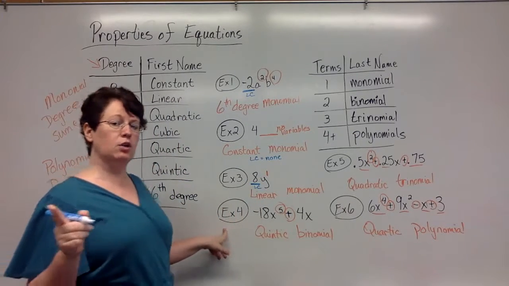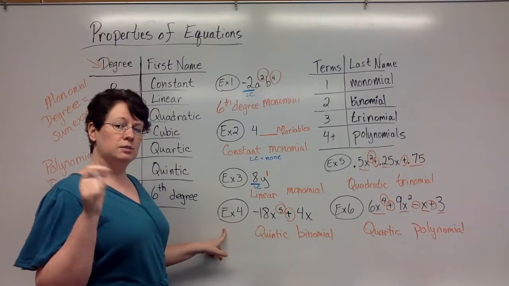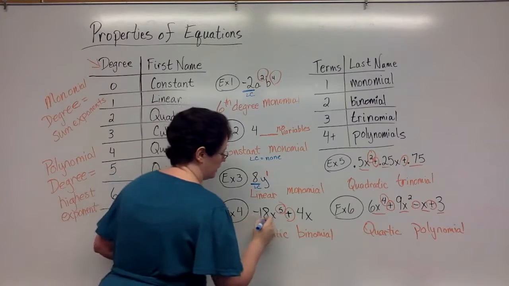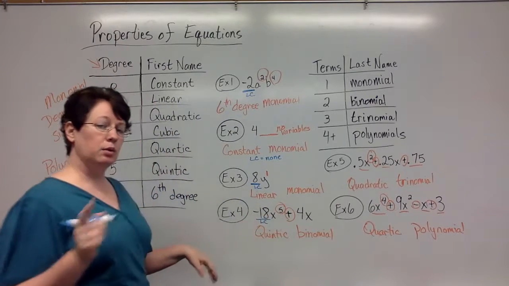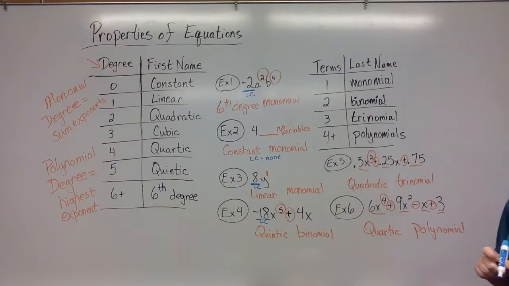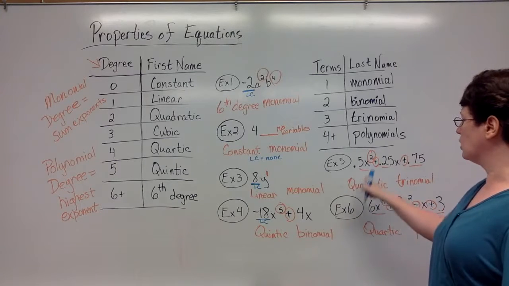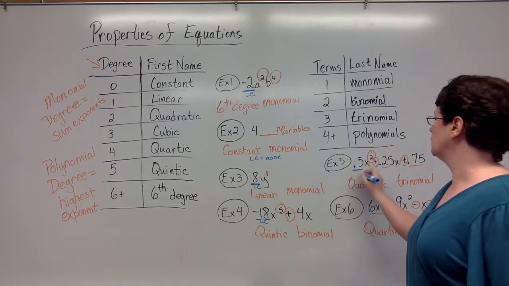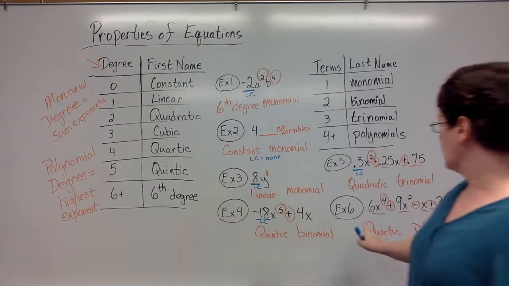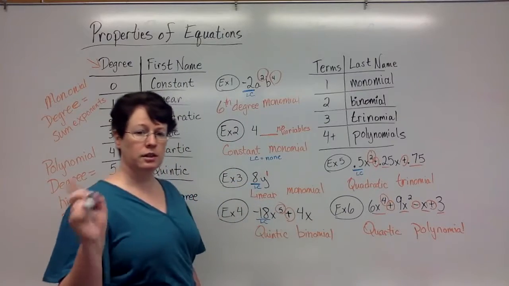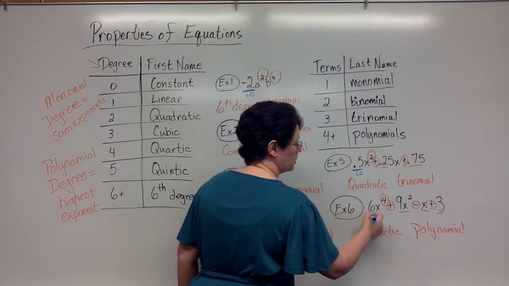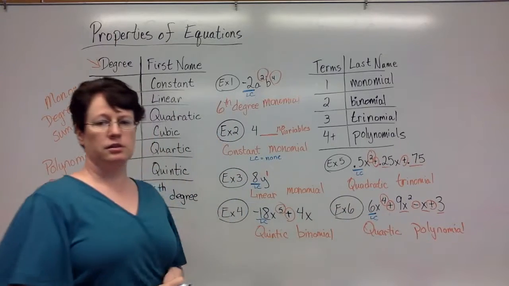Okay? Example 4. Leading coefficient is only the number in front of the highest power. I don't care about any other numbers in the equation. Just the number in front of the highest power. That's negative 18. Okay? And we're actually going to use that information in another lesson. Example 5. Where is my leading coefficient? Okay, the highest power quadratic was a 2, so the leading coefficient is the 1/2, or the 0.5. All right? Example 6. Leading coefficient in front of the highest power. It's in front of the 4th power, or the quartic, so my leading coefficient is a positive 6.